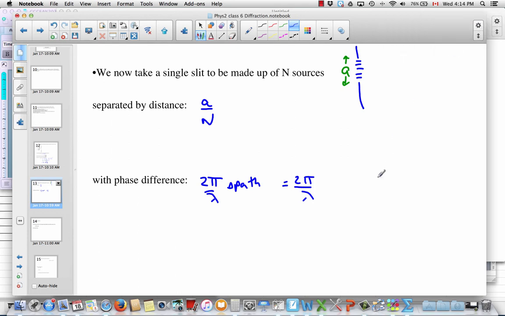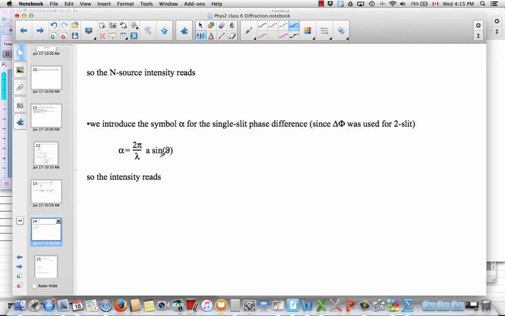times this slit separation a over n times sine theta. And that just comes from adjacent slits, and then these being a over n apart, so it's just a over n sine theta. So now we use our n slit intensity relationship presented on the previous page.